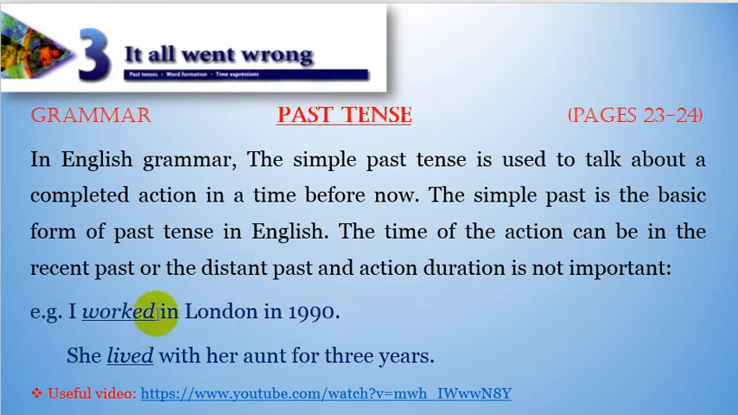Worked is the past form of the verb work. She lived with her aunt for 3 years. Lived is the past form of the verb live. We don't know if she lived the last 3 years, or 3 years, 10 years ago. The action may be in the recent past or the distant past.